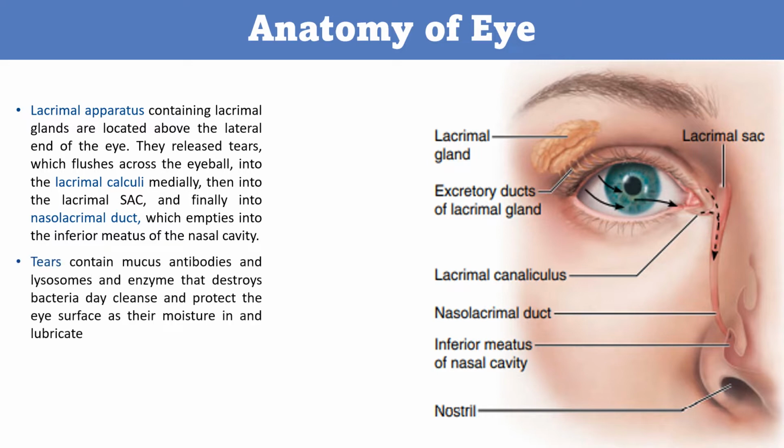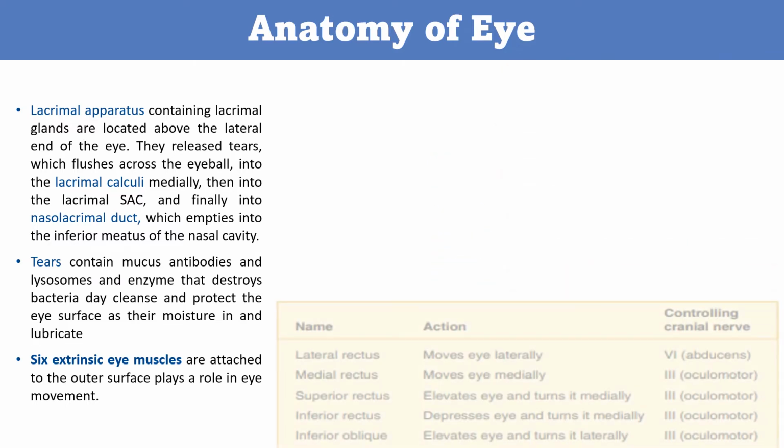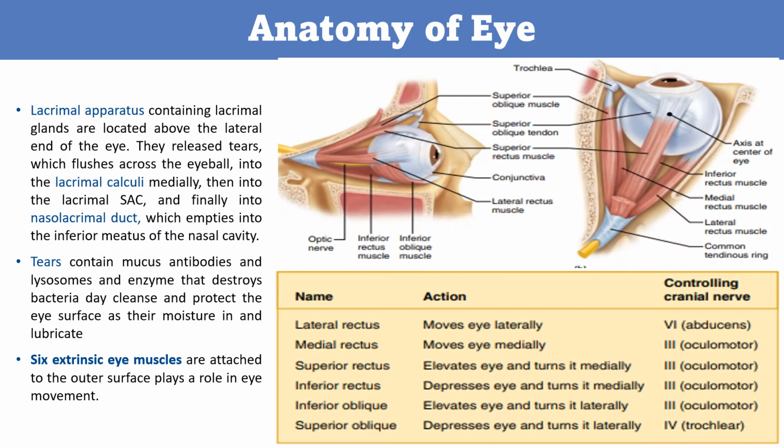Tears contain mucus, antibodies, and lysozyme, enzymes that destroy bacteria. They cleanse and protect the eye surface daily, as they moisten and lubricate. The six extrinsic eye muscles are attached to the outer surface and play a role in eye movement.